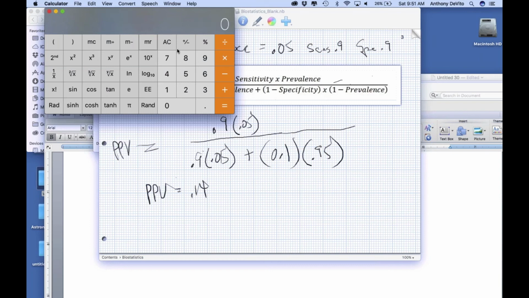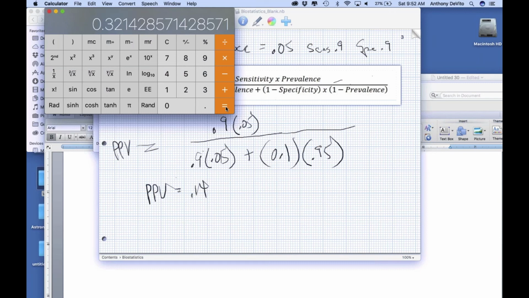I'm going to clear it. And 0.1 times 0.95 is equal to this. So I'm going to try and add that to memory. See if it does it. Yep, it did it. And I'm going to clear that. And now I'm going to take 0.9 times 0.05, divide that by what I have stored in memory. And our positive predictive value is 32%.